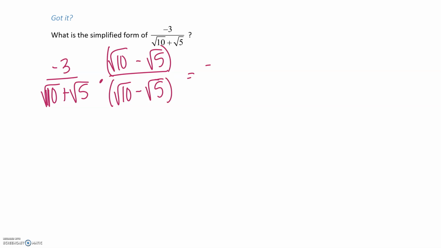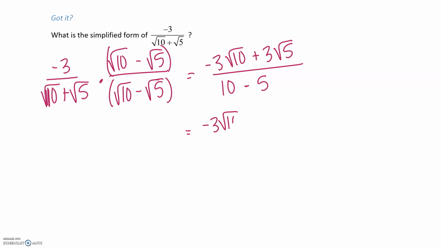When we do that, that gives us negative 3 square roots of 10 plus 3 square roots of 5 over, we're going to have the square root of 10 times the square root of 10, which leaves us with 10, and then the square root of 5 times the square root of 5, which leaves us with minus 5. That leaves us with negative 3 square roots of 10 plus 3 square roots of 5 over 5. And that is our answer.